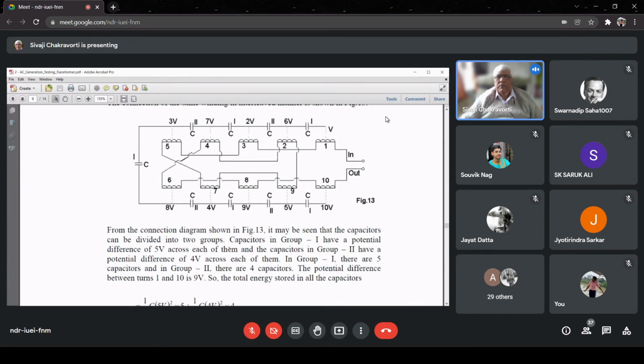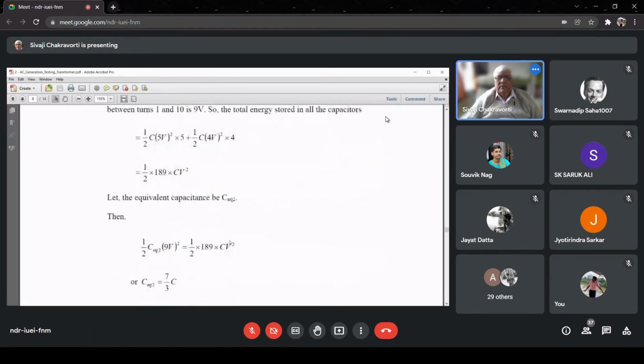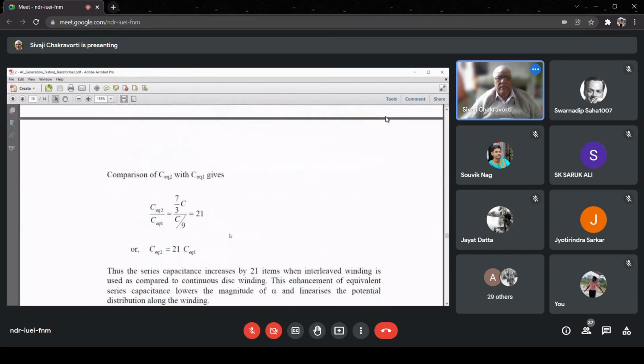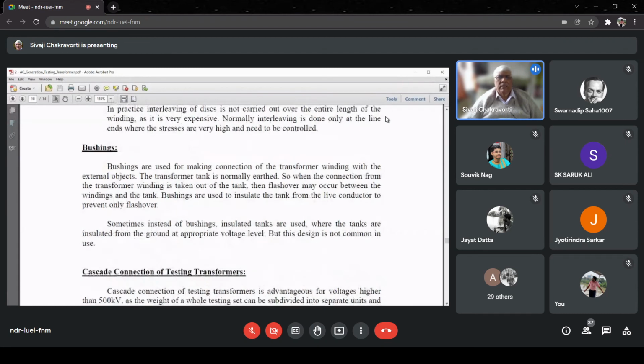If it is a distribution transformer, we don't bother about that, because in our distribution lines, these lightning and other over voltages are negligible. But for power transformers, which are very big transformers, they are very, very important. Now, bushings I have already explained.